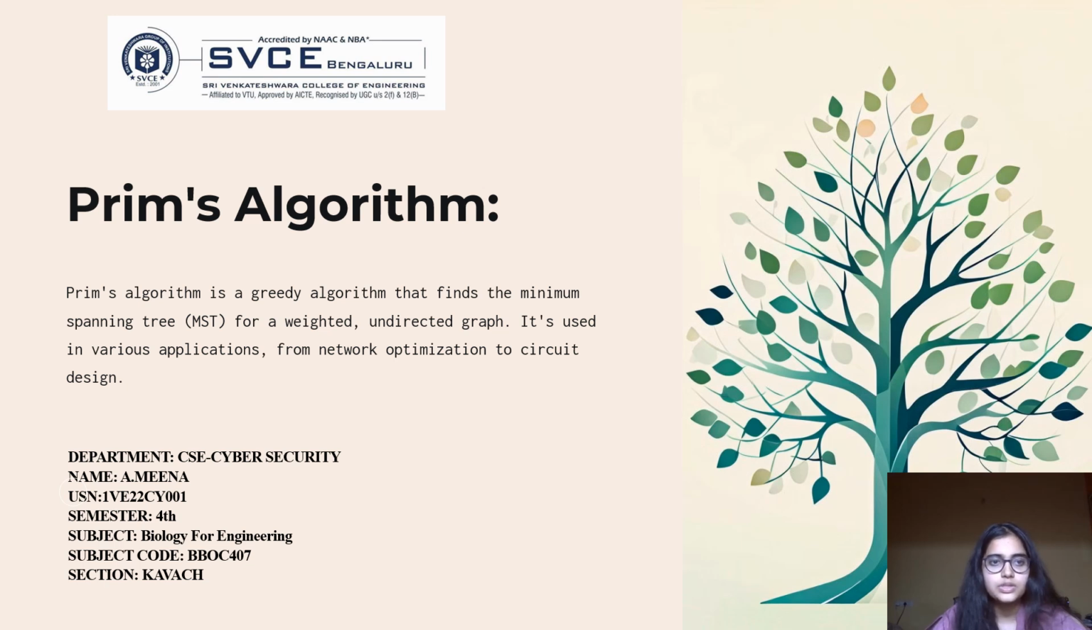So today's topic is about Prim's algorithm. Prim's algorithm is a greedy algorithm that finds the minimum cost of a weighted as well as undirected graph. It is used in various applications from network optimization to circuit design.